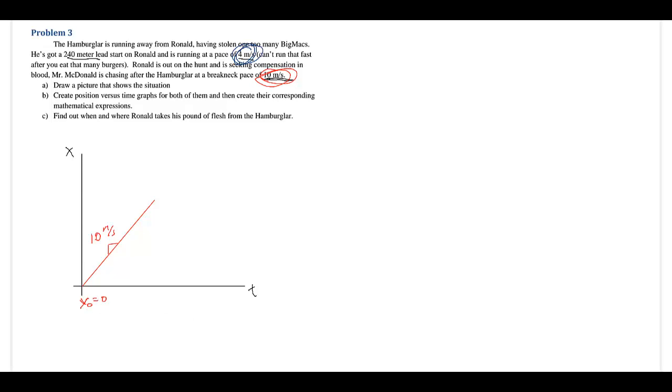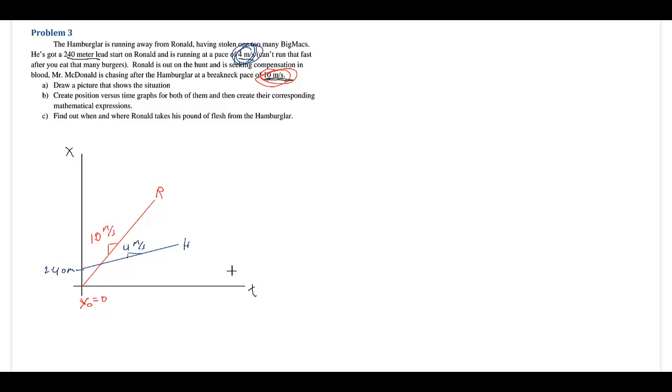Okay, and then we can do the same thing for the Hamburglar. He started slightly ahead, 240 meters specifically. It's quite a significant head start, but his slope is significantly less than Ronald, who had a 10 meter per second pace. His is only 4 meters per second, and he started at 240 meters. Okay, this is all important information you need on your position versus time graph, okay? So going from here, this was the Hamburglar. We can label these. This was Ronald.